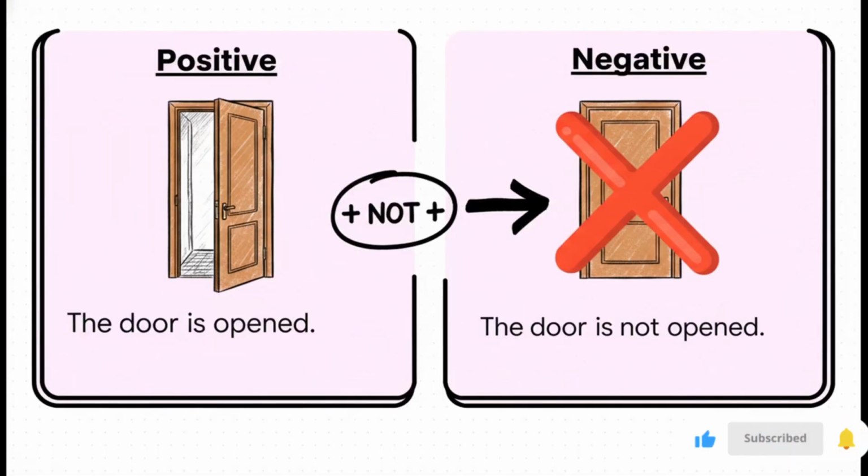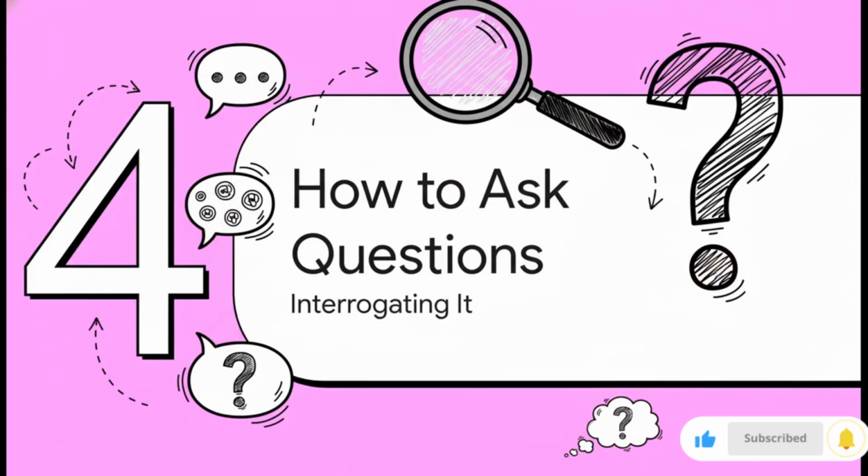And check out how easy it is to make a passive sentence negative. You literally just add the word not right after is or are. So, the door is opened becomes the door is not opened. Simple as that. Okay, so that's statements covered. But what about asking questions? It's time to interrogate the passive voice a little bit.